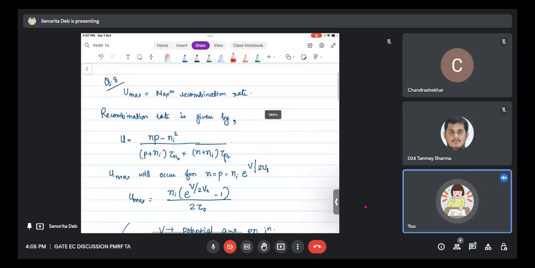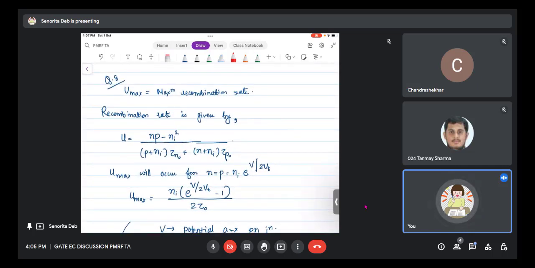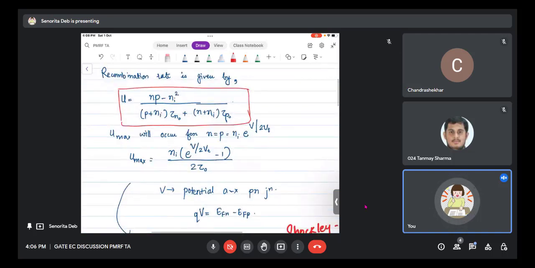I found that the maximum recombination rate Umax is given by this formula. Recombination rate is basically given by this formula, where n and p are the electron and hole concentrations, ni is the intrinsic concentration, and tau n0 and tau p0 are the recombination lifetimes of electrons and holes that we saw in the very first lectures. Umax occurs when n equals p equals ni e to the power V upon 2Vt, where Vt is the thermal voltage and V is the forward bias voltage, whatever biasing voltage you apply.